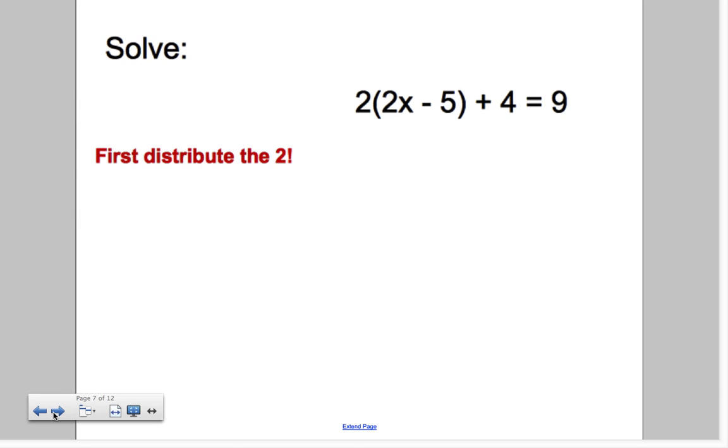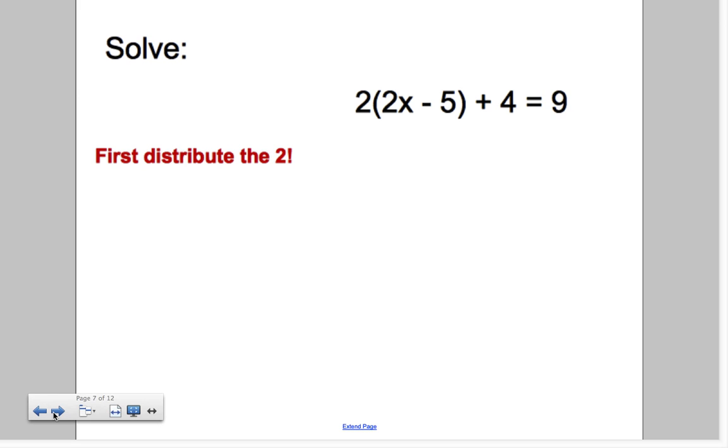Now we're going to stop here. I want you to distribute. First of all, think about what you're distributing and what you're going to be distributing to. So, first of all, could someone answer what term are we going to distribute? Gates? The 2. We're going to distribute the 2 to what terms? Abby? 2x and the negative 5. What about the positive 4?